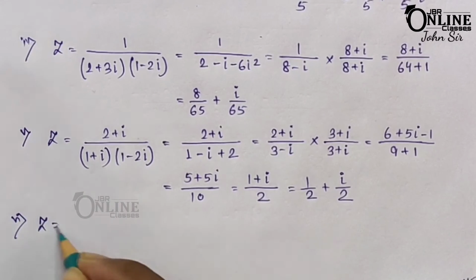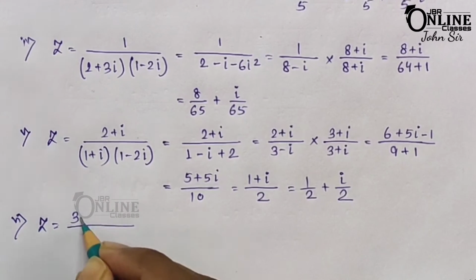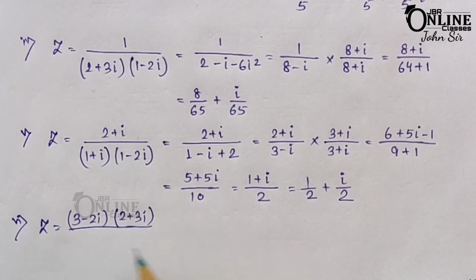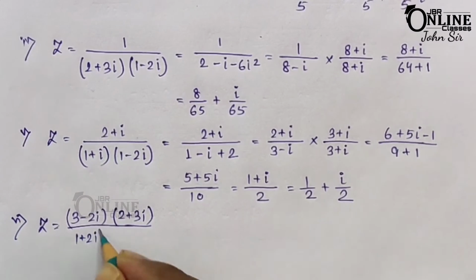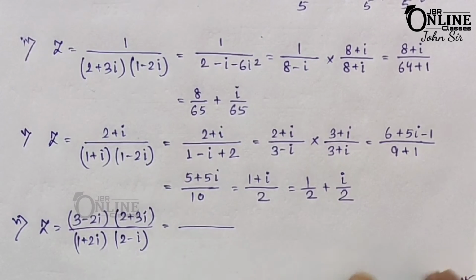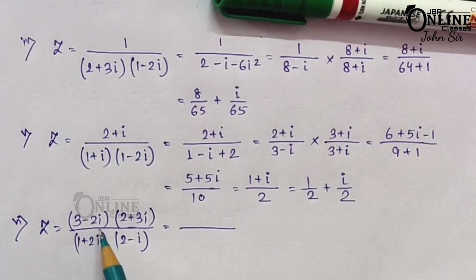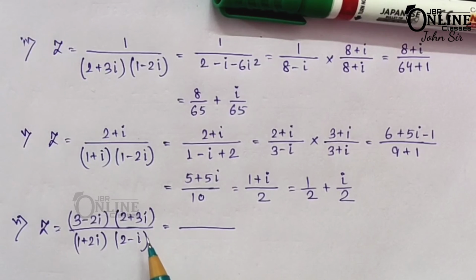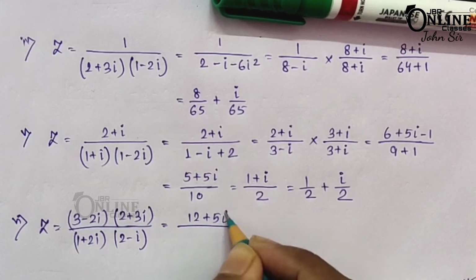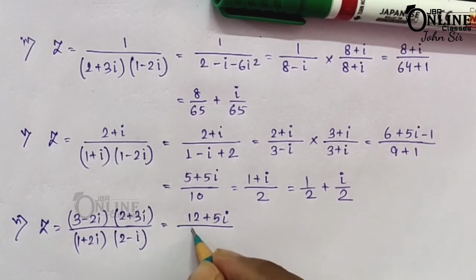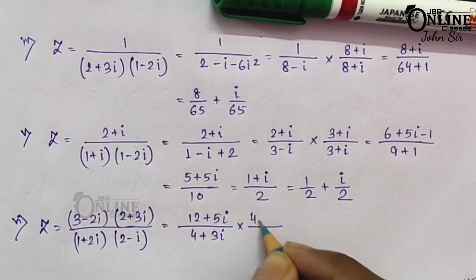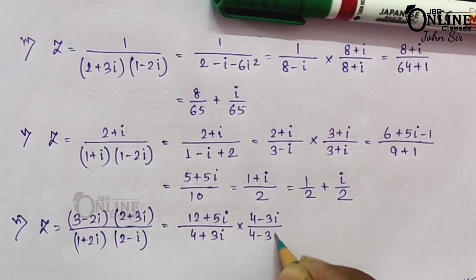Now the last one, sum number 6. In sum number 6, in the numerator you have (3 − 2i)(2 + 3i), and the denominator you have (1 + 2i), then multiply with (2 − i). So whenever you multiply the upper one, (3 − 2i)(2 + 3i), it will be here 12 plus 5i, and in the denominator you will get 4 plus 3i. Okay, so now you have to multiply with this one, 4 minus 3i up and down.